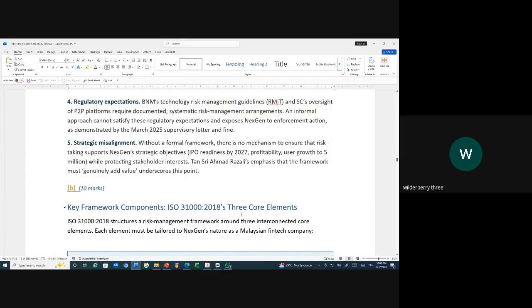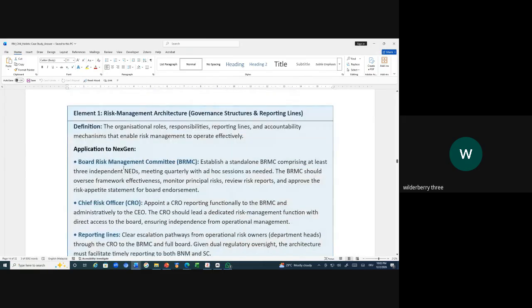Key framework: what are the 3 core elements? Then you mention the 3 core elements. Board Risk Management Committee: establish a standalone committee comprising at least 3 independent non-executive directors, meeting quarterly, with ad hoc sessions as needed. That is already, let me say, how you can apply this risk management architecture. That's already what needs to be improved.